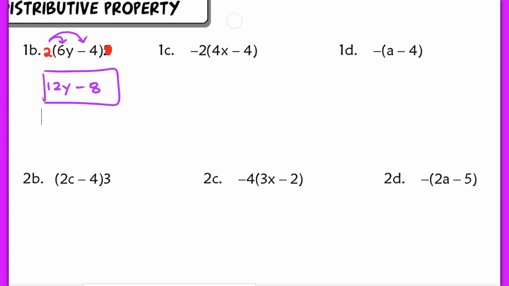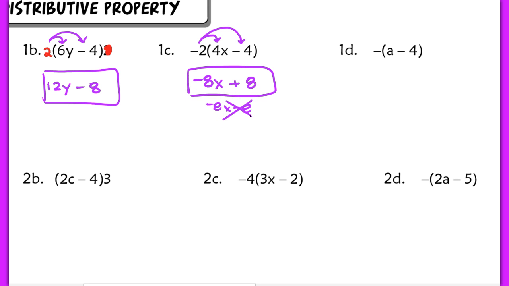1c, this time I have a negative out in front. When I distribute this negative, the first term here is going to end up being negative 8x. Negative 2 times 4x gives me negative 8x. When I take negative 2 and multiply it by this negative 4, I also get here a positive because I have a double negative. So negative 2 times negative 4 gives me a positive 8. So in this question, it's really easy to forget to multiply by this negative here and write this as negative 8x minus 8. So you always got to remember you're distributing the negative to both parts.